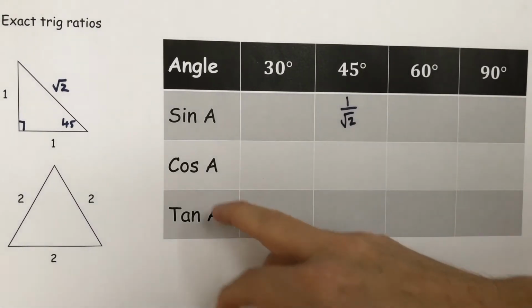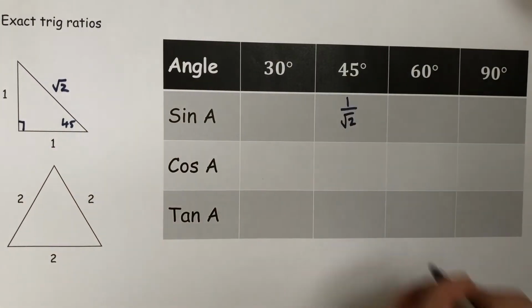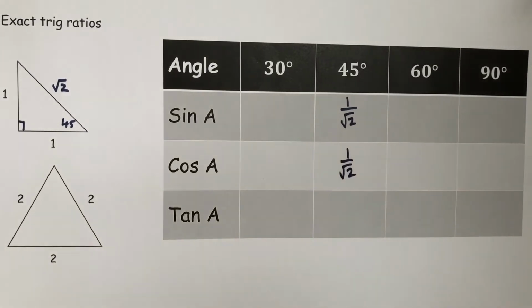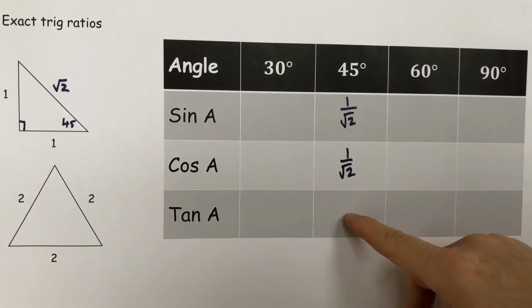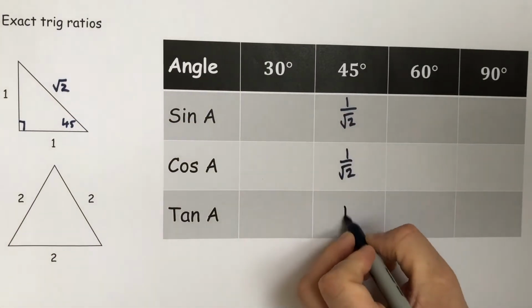The same would be true for cos, because cos is adjacent over hypotenuse, so you come up with the same answer. Tan is easier still, because that is opposite over adjacent, so that is 1.